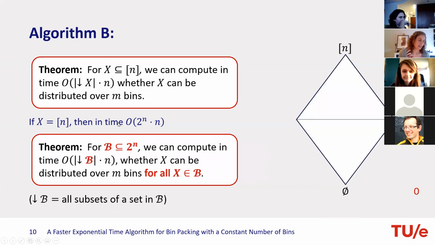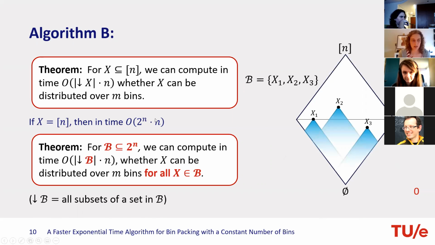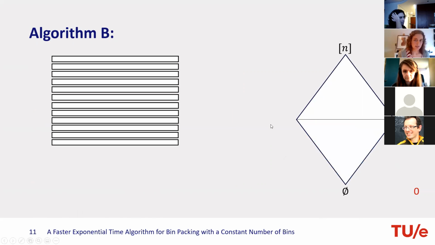And therefore, the statement is actually also a little bit stronger. The theorem is that for B a family of subsets, we can compute in time the down closure of B whether X can be distributed over n bins, for all X in B at the same time. So we can take, for example, B to be 3 sets, maybe these 3 sets. And then we can compute in time relative to the down closure of B, which is the whole blue area here, whether we can distribute X1, X2 and X3 at the same time. And this is how we're going to use it.